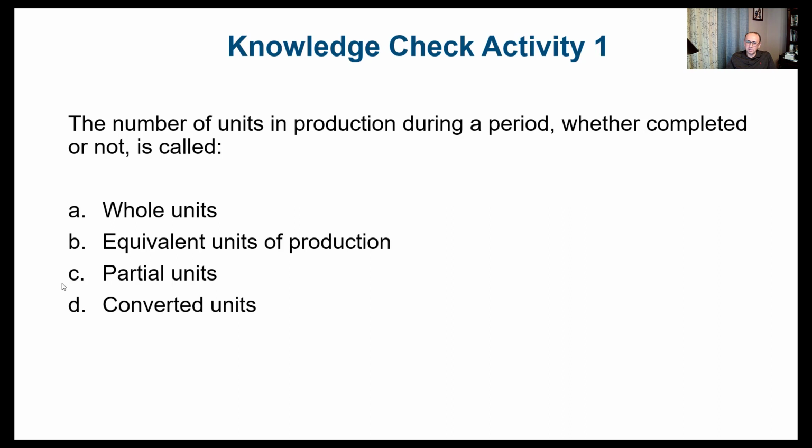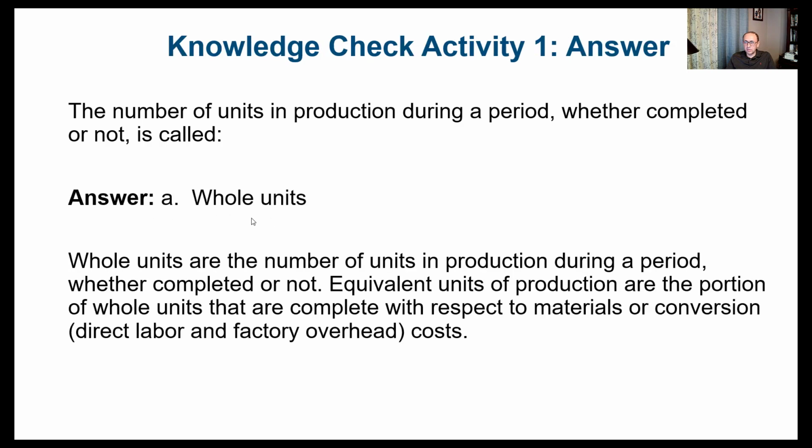I don't think it can be C or D. We never talked about partial or converted units, but we talked about whole units and equivalent units. And the number of units in production during a period, whether completed or not, that's the whole units. So the right answer is whole units. On the other side, equivalent units of production are the portion of the whole units that are complete with respect to materials or conversion. So that's only when we focus on direct labor and factory overhead cost.